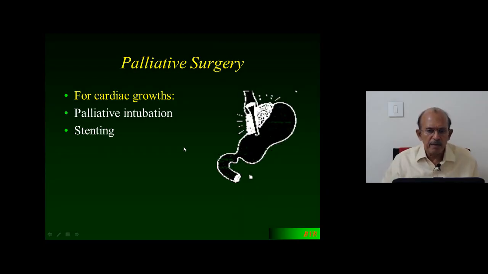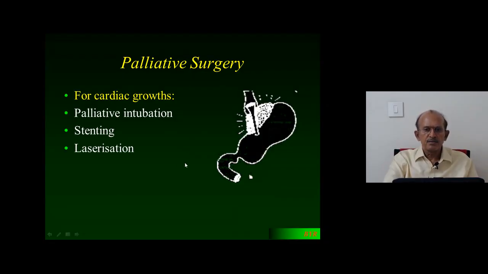These stents are specially made. They are called self-expanding metallic stents. So the self-expanding metallic stents always keep themselves open. Even if the tumor tries to infiltrate and press them, they resist that. So the lumen will remain patent for at least 3 to 6 months.